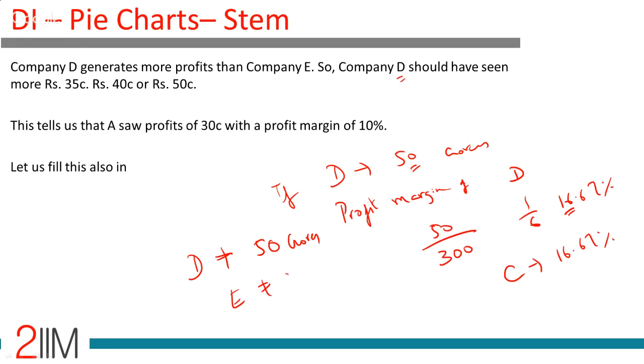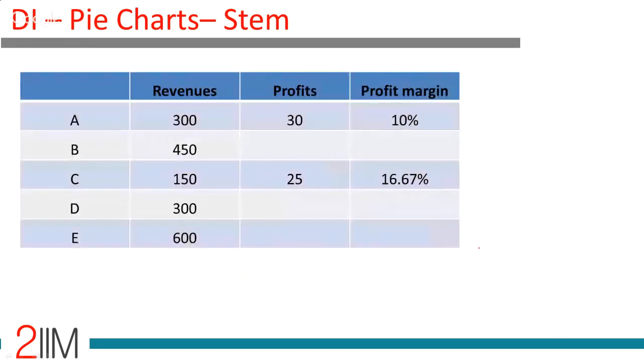E cannot have made profits of 50 crores either. A and C profits we know. Remaining numbers are 35, 40 and 50. 50 is not E, that we know, because D has more profits than E. We know D has not generated 50 either. How do we know this?